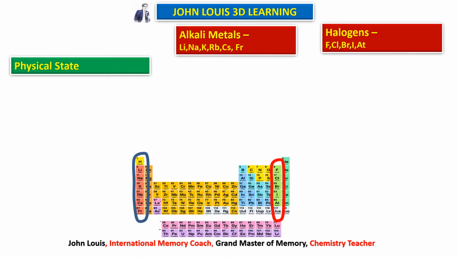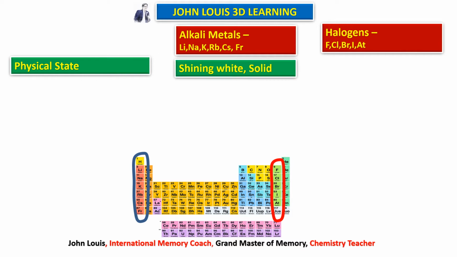So alkali metals and halogens, I am showing it again and again so that by seeing it again and again, it will stick very well in your mind where alkali metals are present in the periodic table and where halogens are present in the periodic table. Okay, next property is physical state.